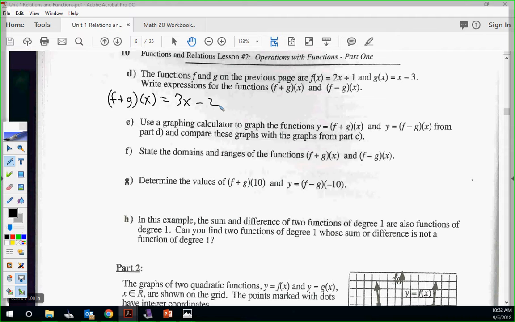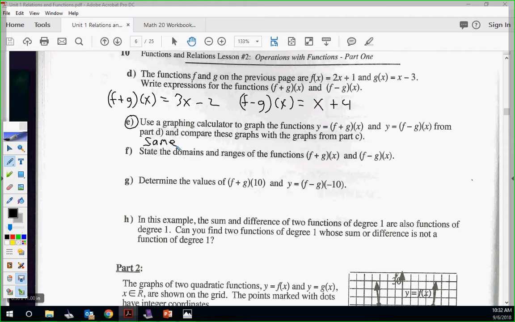F minus g, order doesn't matter here, so it's 2 minus 1. That's 1. 1 minus a negative 3, so it's plus 4, minus and minus. Okay, that's just simply adding and subtracting the two functions to create a new function of their relationship. Okay, that's all we're doing. When you do this, they're going to be the same. You can just write same if you want. That's just putting it in your graphing calculator.